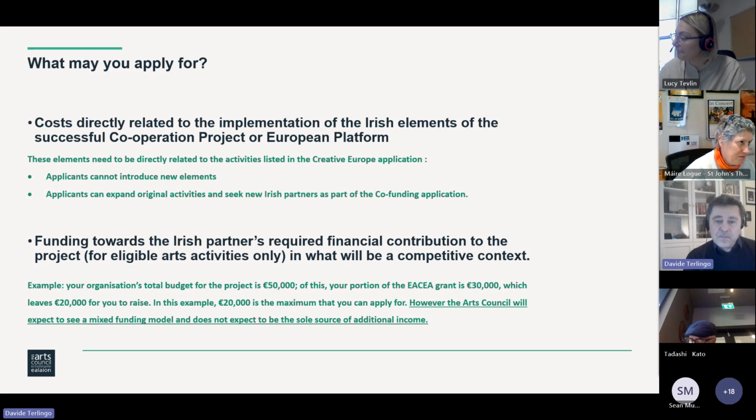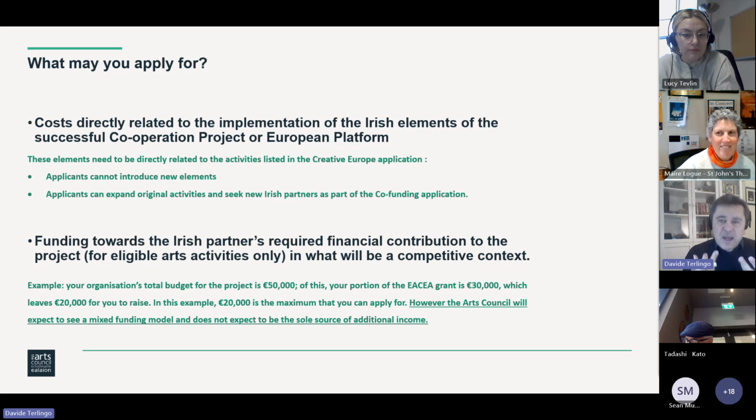However, it's important to consider that when you apply, as part of our assessment, which I'll be talking about in a moment, we would be expecting to see a mix of different sources of income. And this is not just to fully compensate for the budget gap that you have in your application, but we want to see the Arts Council money both help you to deliver these programs, of course, but also, as I mentioned before, strengthen the impact that they will have in Ireland. So very important points to consider.